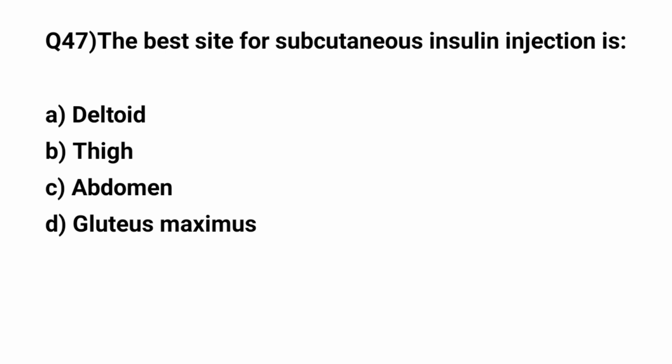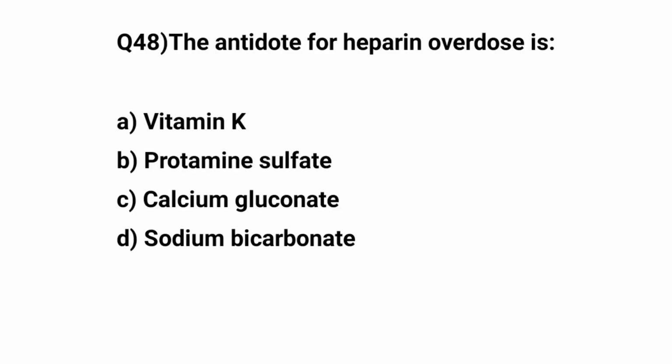Question number 47. The best site for subcutaneous insulin injection is. The correct option is C. Abdomen. Question number 48. The antidote for heparin overdose is. The correct option is B. Protamine sulfate.